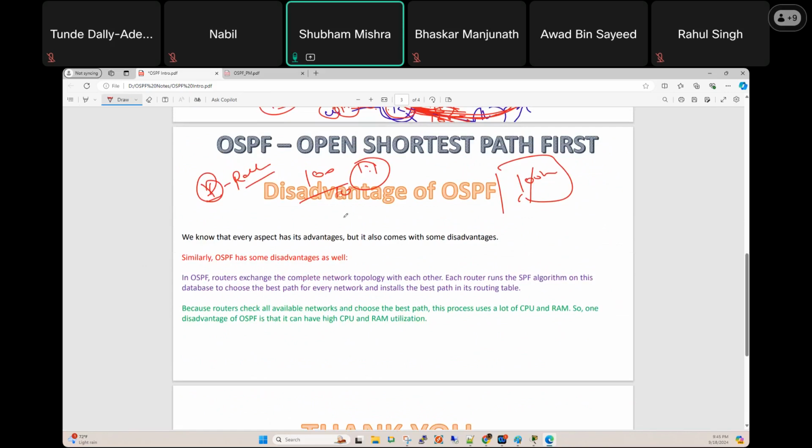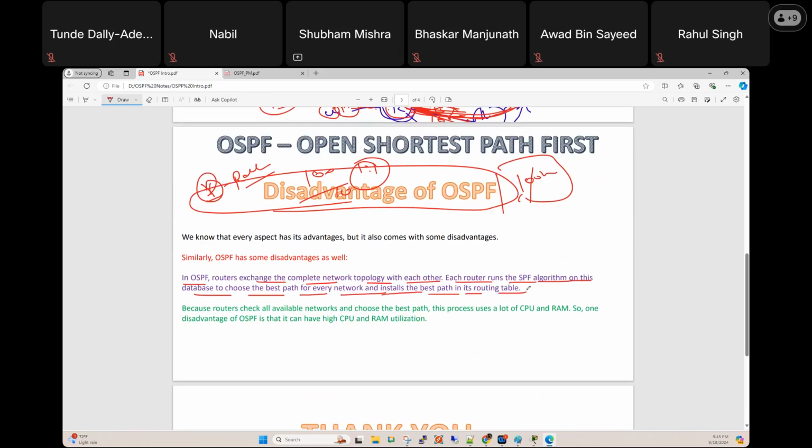Now, the disadvantage of OSPF, I told you. OSPF routers exchange the complete network topology with each other. Each router runs the SPF algorithm on this database to choose the best path for every network and installs the best path in its routing table. So this is the first benefit. And because routers check all the available networks and choose the best path, this process uses lots of CPU and RAM. What is the meaning of this?